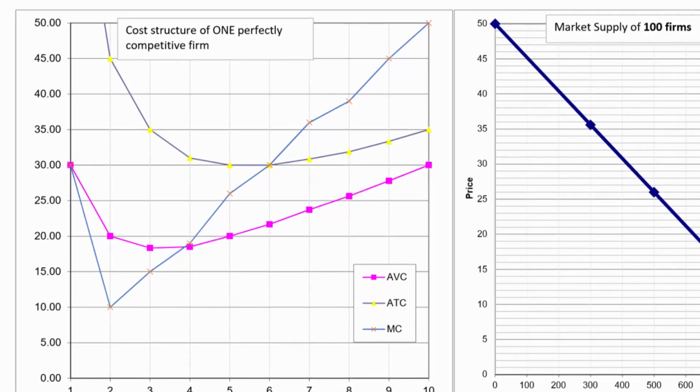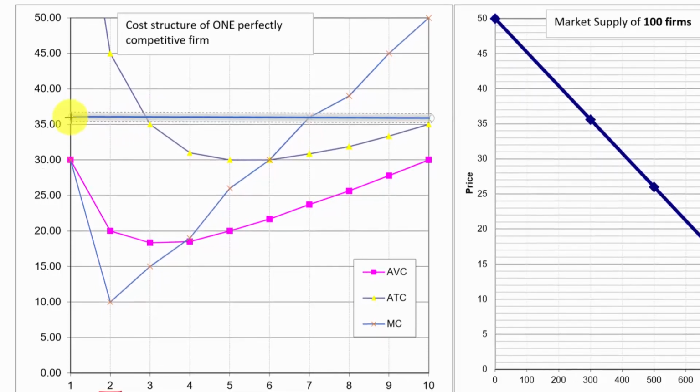Let me add a line here at that price of $36. All right, so here we have a blue line at the price of $36. And we see that what we want to do is produce as long as the price is greater than or equal to marginal cost. So what that's telling us is that we don't want to produce any of these units where the marginal cost is bigger than that price.